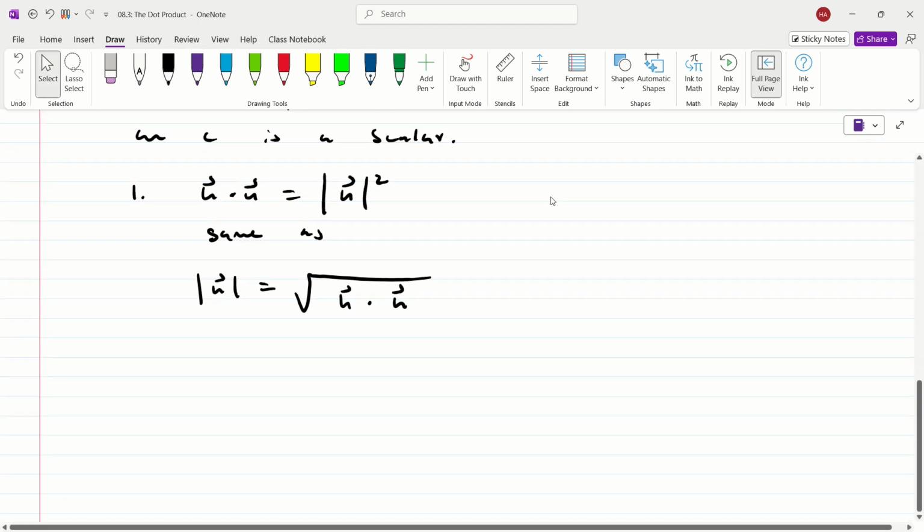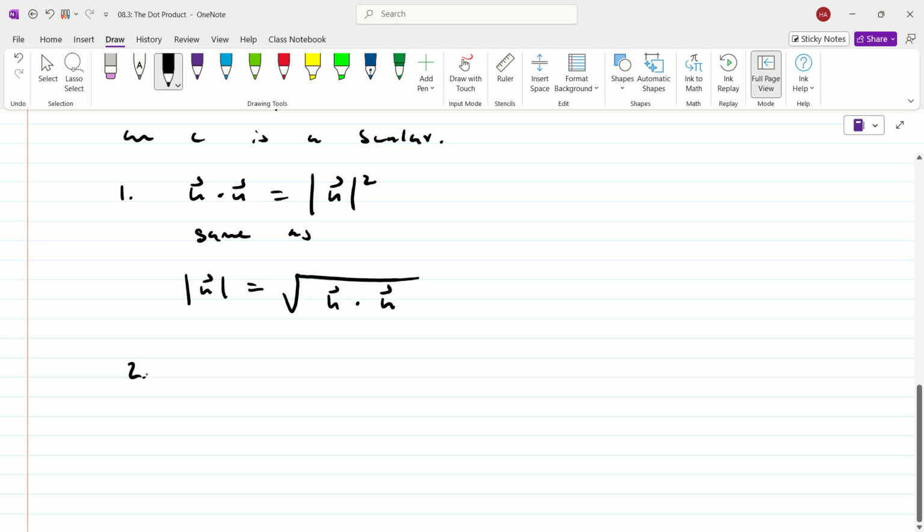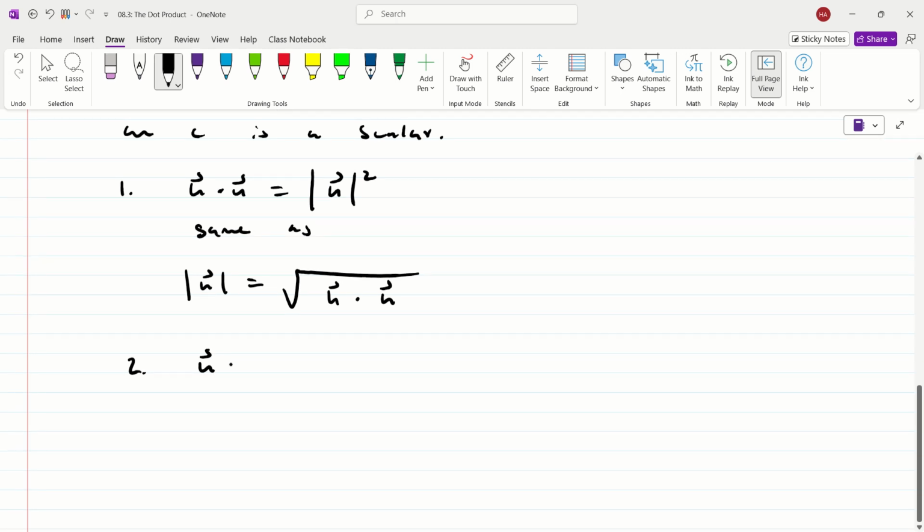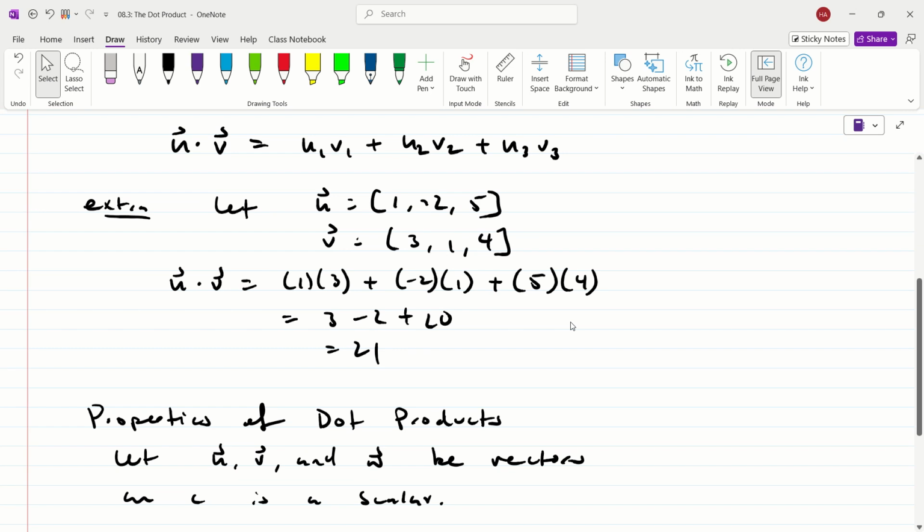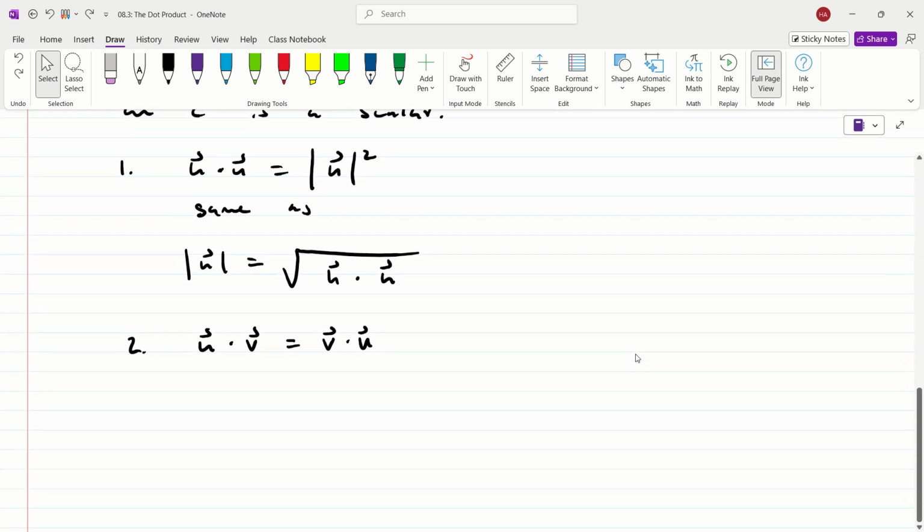Property 2. The dot product is commutative, so it doesn't matter whether you take the dot product of u and v or v and u, you would get the same thing. In our computation above, when we took the dot product of 1, negative 2, 5, and 3, 1, 4, we would get the same thing if we would switch the values of these pairings, right? Or in other words, if we reverse the roles within the dot product computation. So u dot v is equal to v dot u.